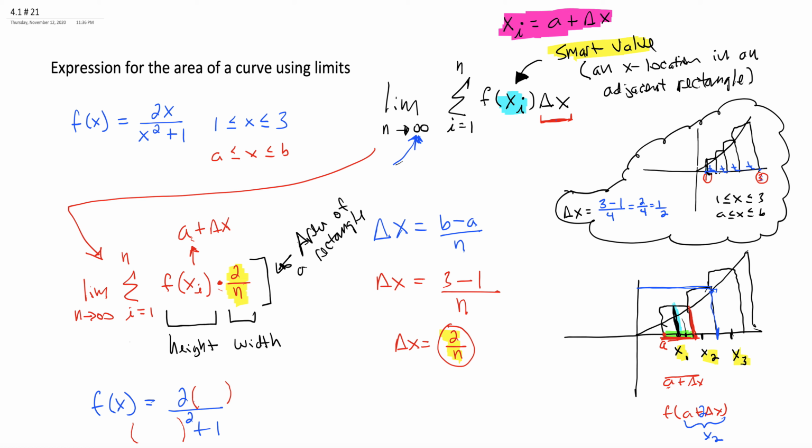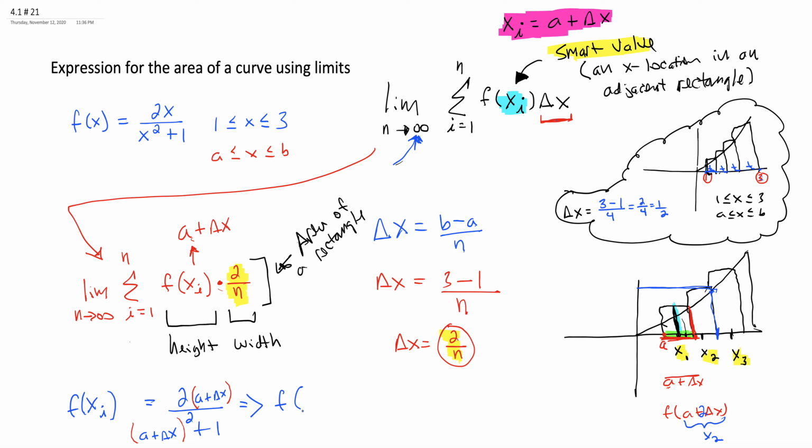Okay, so that means that I get to change this to f of x sub I. F of x sub I. All right. And I know that right here, the x sub I is a plus delta x. So in here, I'm going to write a plus delta x. And here, I'm going to write a plus delta x.